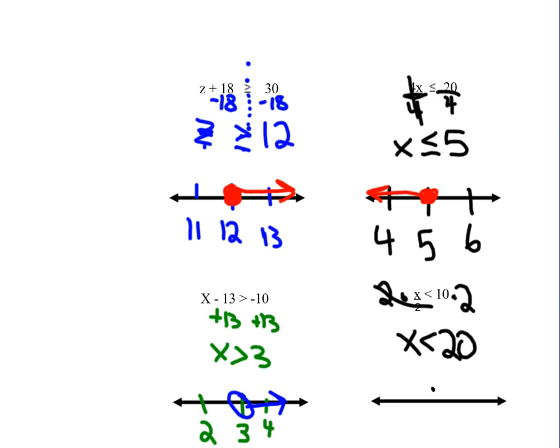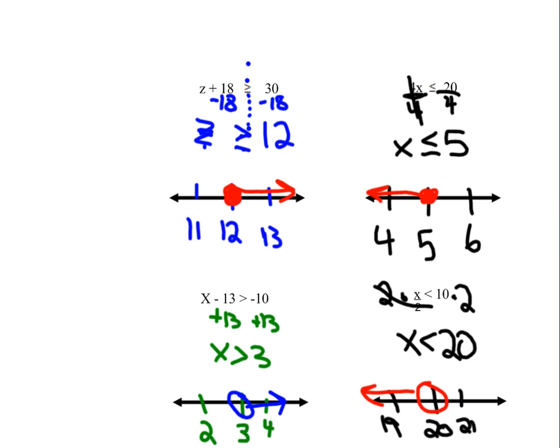So I can graph that just like I've graphed the rest of these. I'll have 20, and I'll have 21, and I'll have 19. And when I go to graph it, if x is less than 20, I want an open circle on 20. Less than 20 should be pointing to the left-hand side. So that's pretty simple.